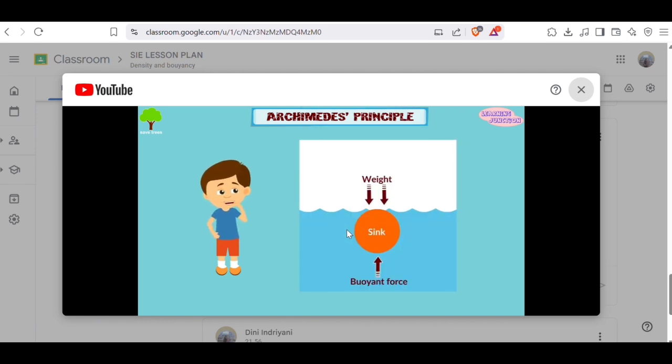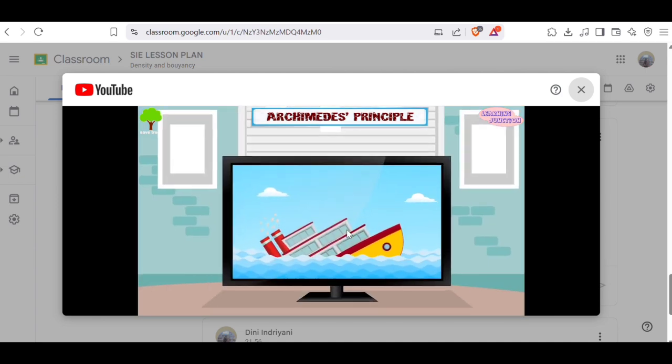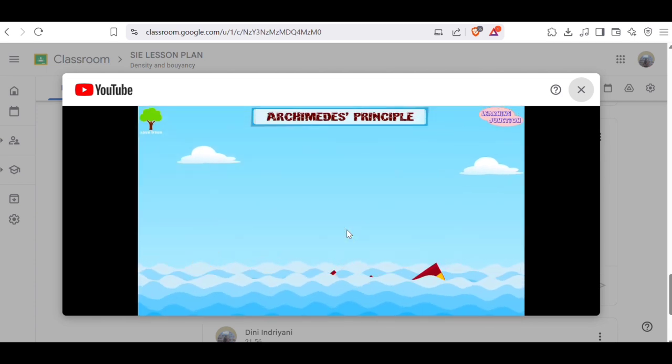If the buoyant force is less than the object's weight, then the object will sink. But you must have heard in the news about some ships that sink in water. When the weight of the ship is more than the maximum possible upthrust, then it sinks to the bottom.